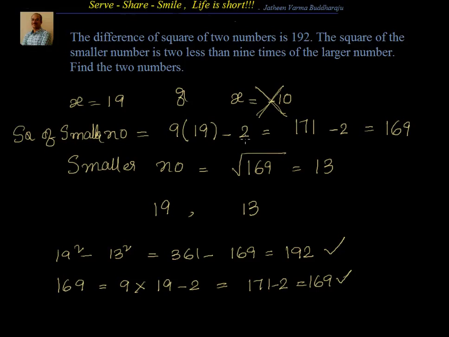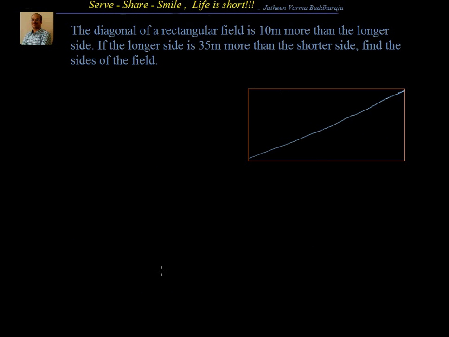So in real values, the values are 19 comma 13. So let's go to the next one. Let's look at this problem. The diagonal of a rectangular field is 10 meters more than the longer side. If the longer side is 35 meters more than the shorter side, find the sides of the field.